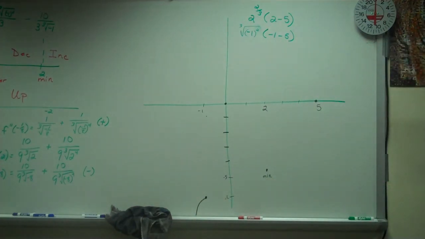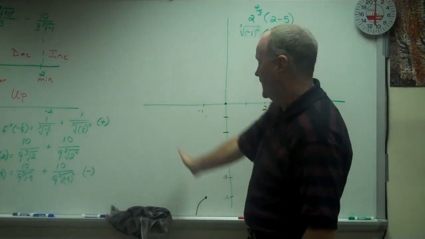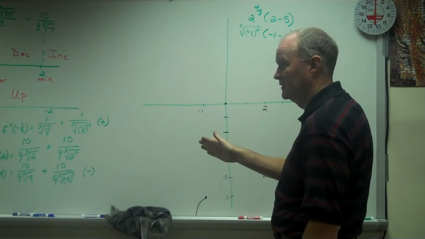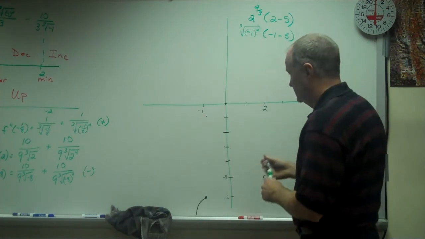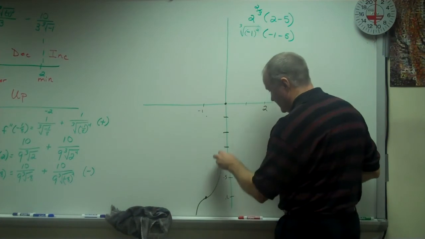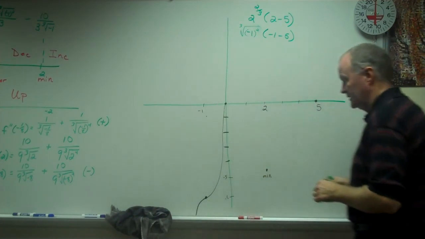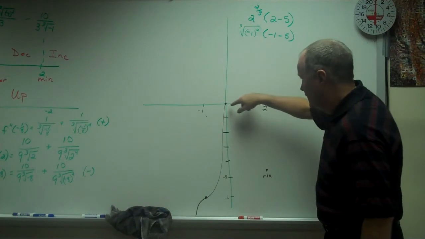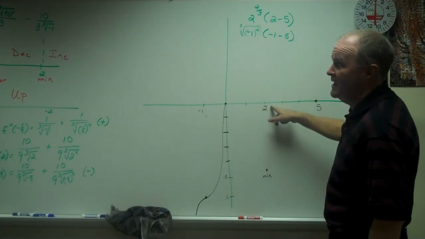Oh, I got it. All the way to 0. Now from -1 to 0, I'm increasing and concave up. Does it go back down? I said 0, 0. Like that. So, from 0 to 2 is next.